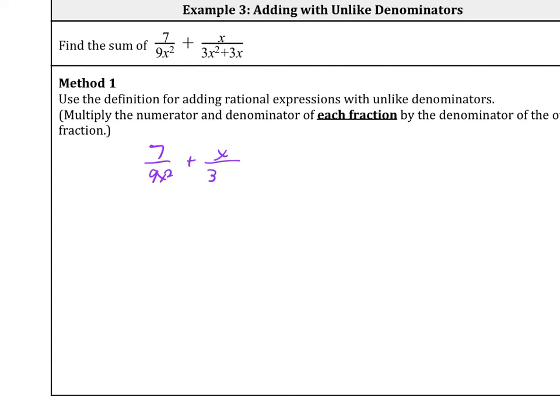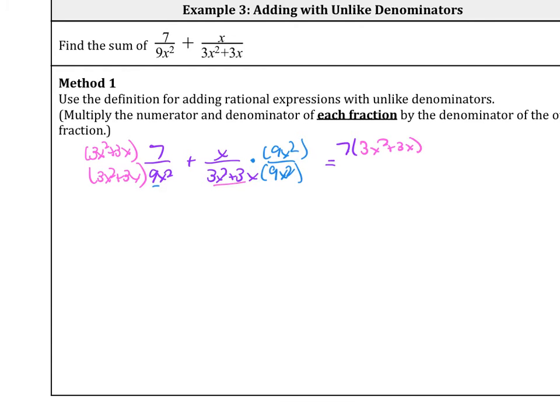So I'm just going to rewrite the problem here. I'm going to multiply the right side by the 9x squared over 9x squared. Then I'm going to multiply the left side by this denominator, so 3x squared plus 3x. Okay, so we're trying to add these now. And so let's rewrite this. So this is going to be 7 times this 3x squared plus 3x plus x times the 9x squared. And now it's all over the common denominator, right? They're the same now. So all over 9x squared times 3x squared plus 3x.